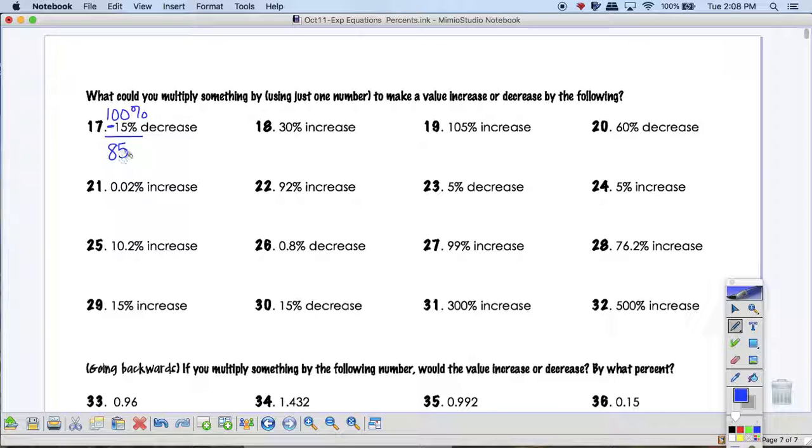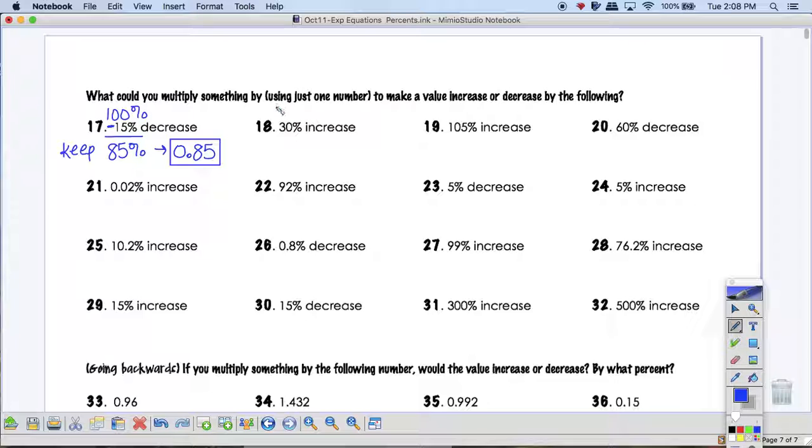So if I want to lose 15%, then I need to multiply by 85%. I want to keep 85% of the value. Okay, I can't put 85% in the calculator, so that would be 0.85. So if I want to lose 15%, I can multiply by 0.85, and that would make it get 15% smaller.